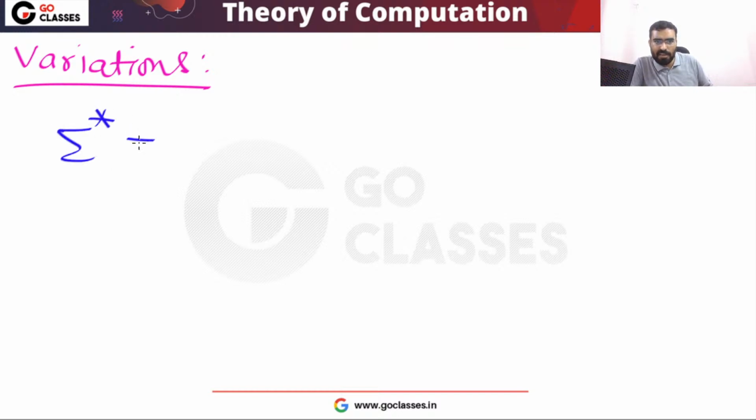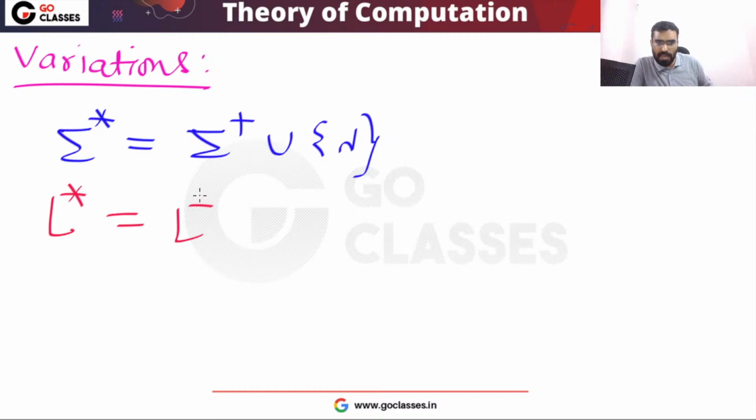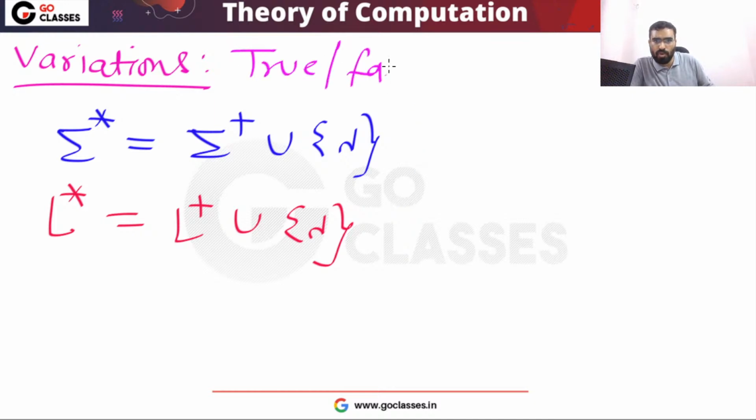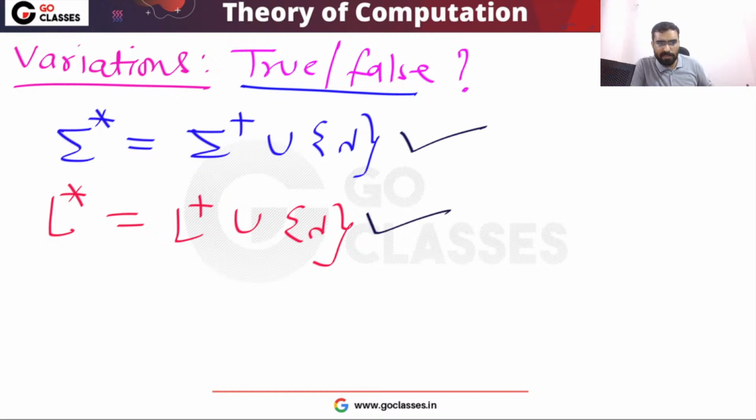Can I say sigma star is equal to sigma plus union empty string? The second question, can I say L star is equal to L plus union empty string? Tell me, which of these statements are correct? This is a true false question. You have to find out, is it true or false? Yes, the first statement is correct. And what about L star is equal to L plus union empty string? Of course, this statement is also correct.